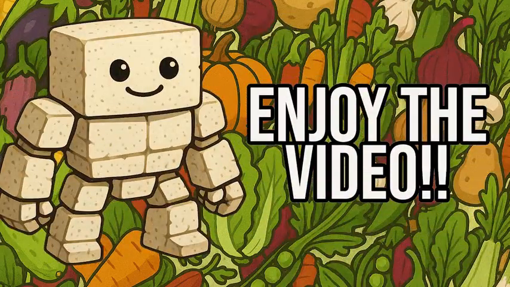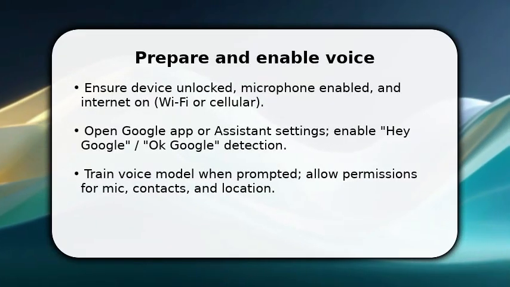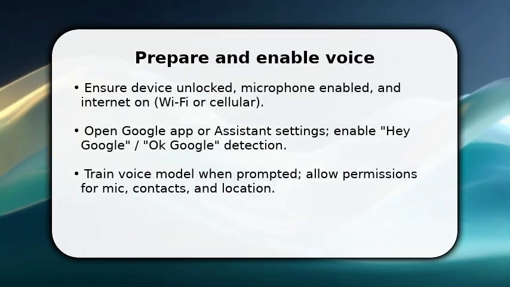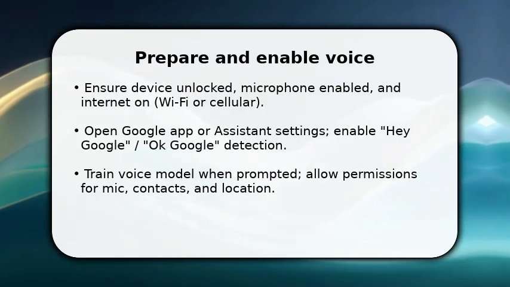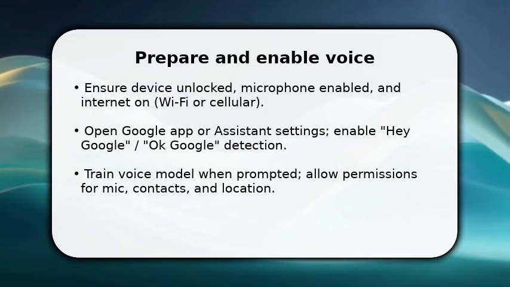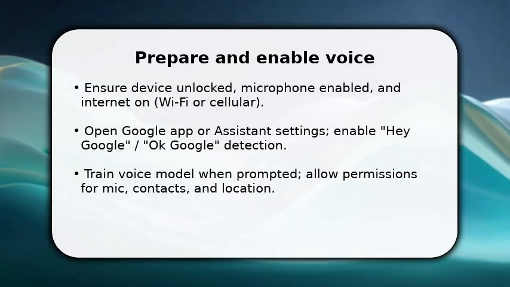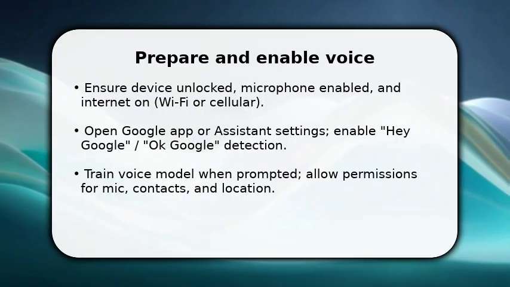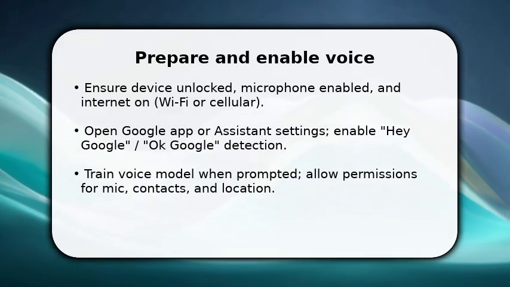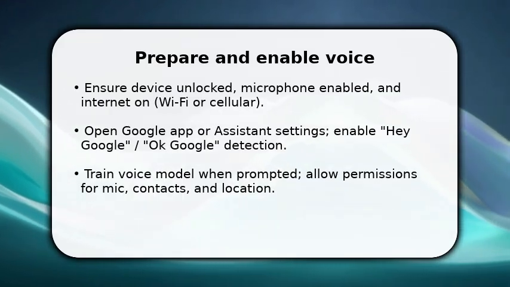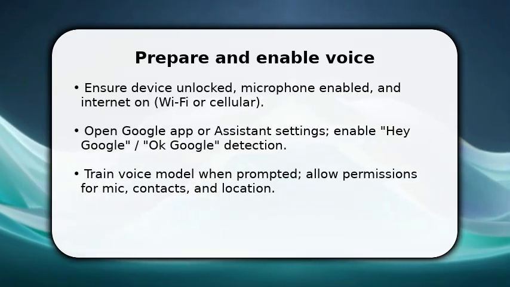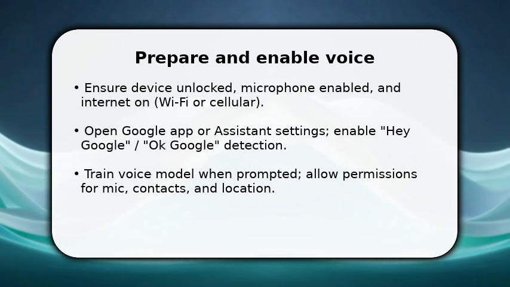Please enjoy the video. You start by turning on the features that let voice work reliably. Enable the microphone and connect to the internet, then open Assistant settings. Once done, tap Hey Google or OK Google detection and follow the voice training prompts so the system recognizes your speech. Make sure to allow necessary permissions for microphone, contacts, and location because the assistant uses them to personalize answers. This setup reduces false triggers and improves accuracy when you speak commands.